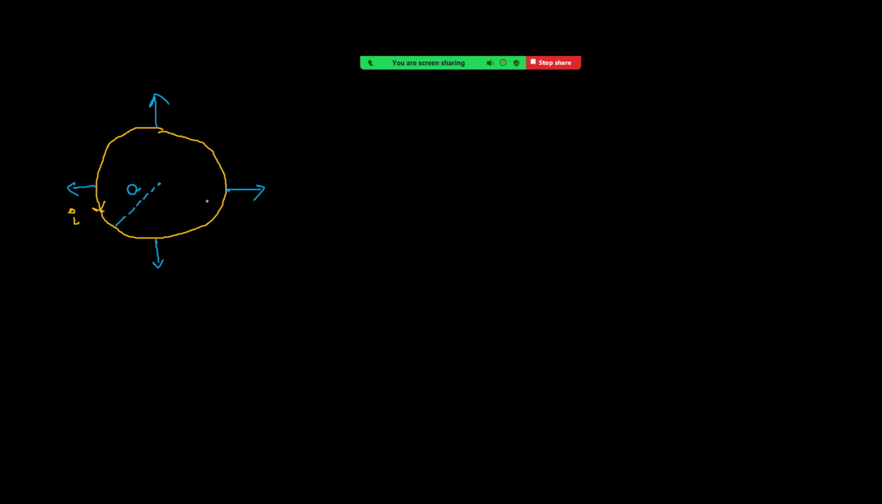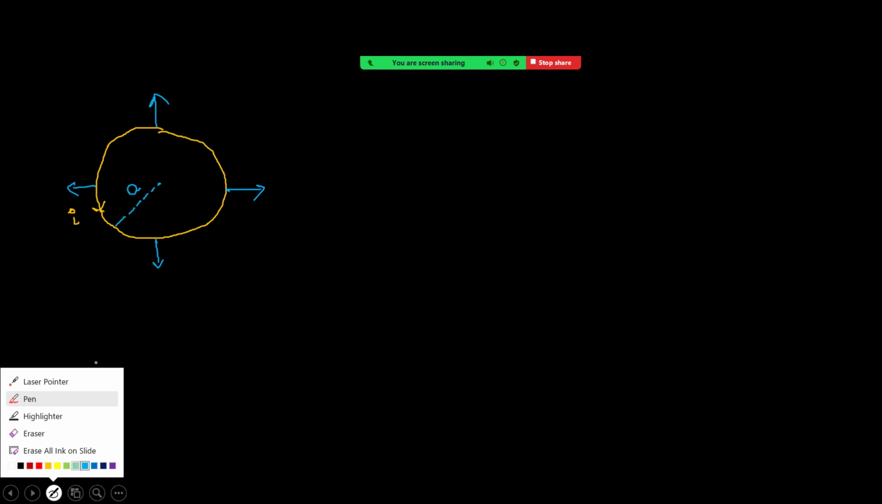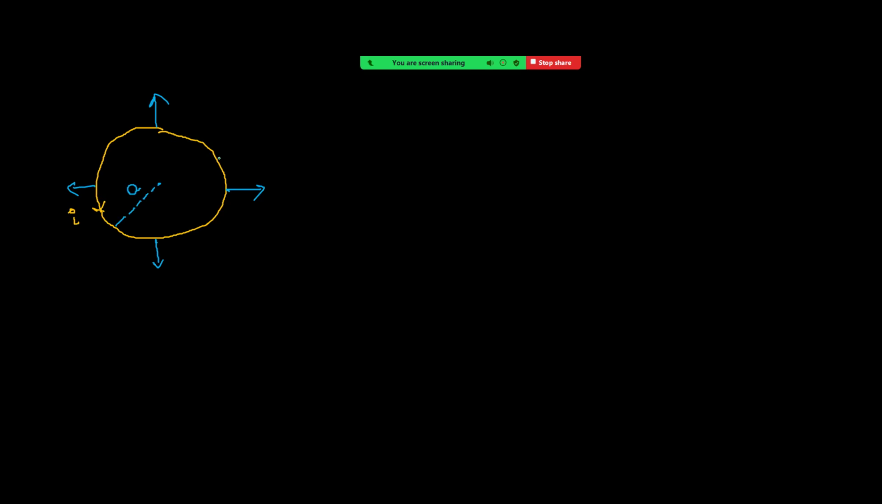For example, consider one small part on the periphery because the field is not uniform. I am taking a small part on the periphery. Suppose take here. This is an element of length dl. And I am taking this as the xy plane, x, y. Then here the direction of current is along positive y-axis.